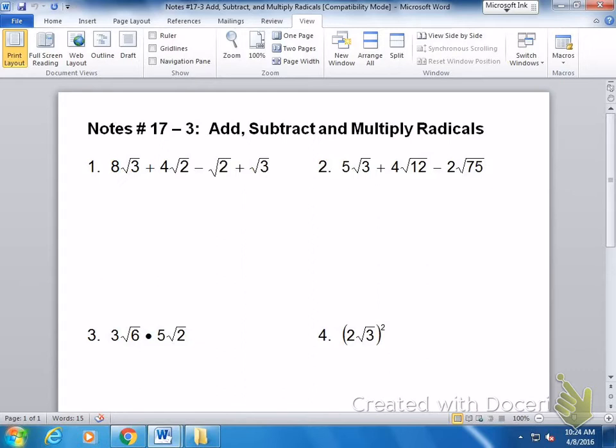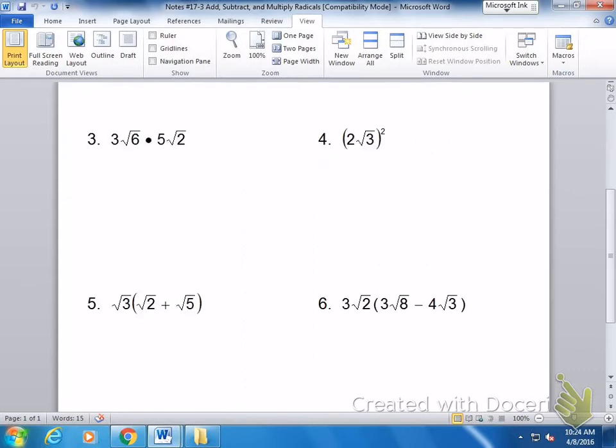Let's look at number 3. This is multiplication. It's actually a little bit easier. What we're going to do here is we're going to take our outside numbers and multiply those together. 3 times 5. Then we're going to take our square roots and multiply those together. Oops, square root of 2. 3 times 5 gives me 15. And then I have the square root of 6 times 2 is 12.